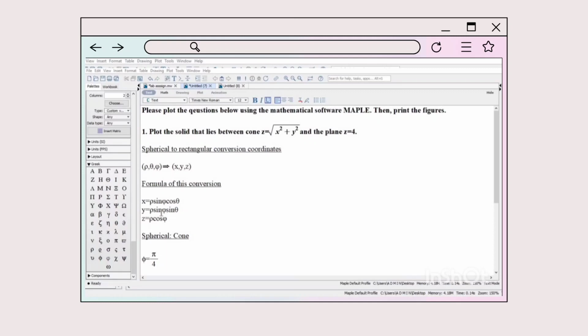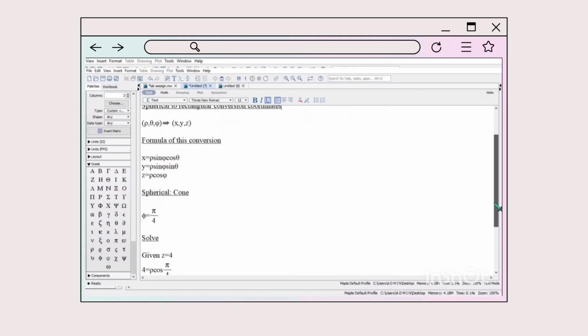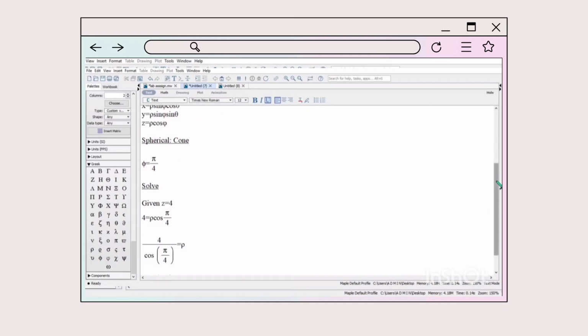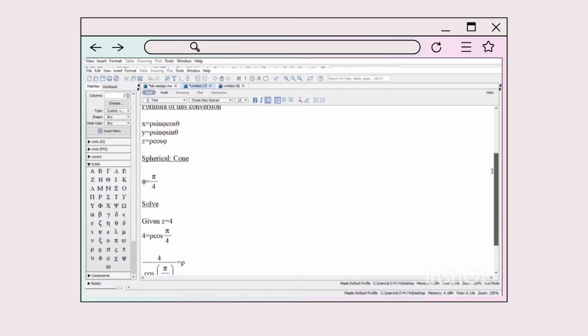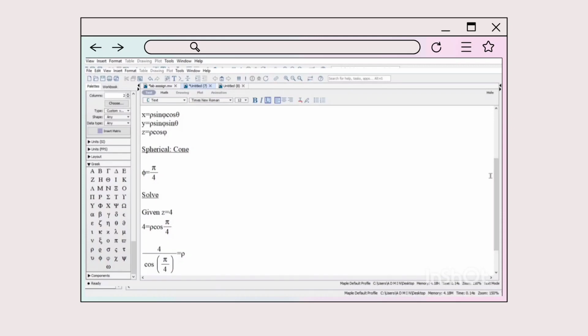Based on this formula, we will input z equal to 4 into z equal to rho cos phi. Then we let phi be pi over 4, and at the end we will get rho equal to 4 over cos pi over 4, which is 4 secant pi over 4. Next, I will show you how to type this problem in the command.